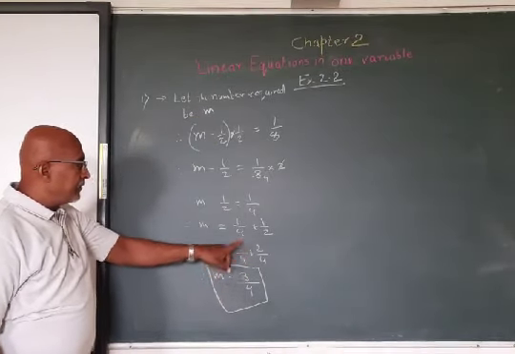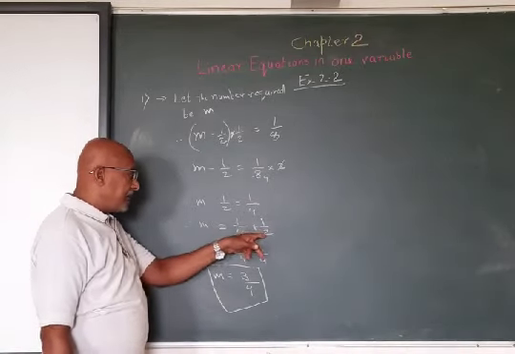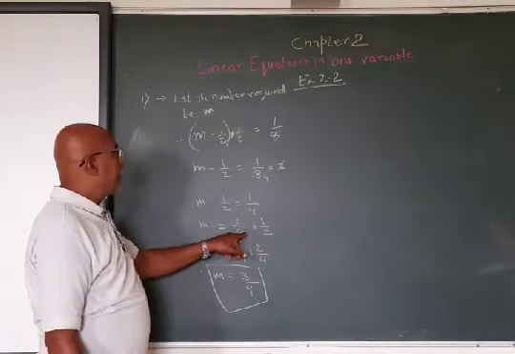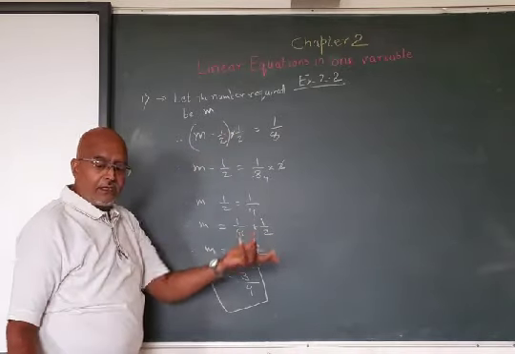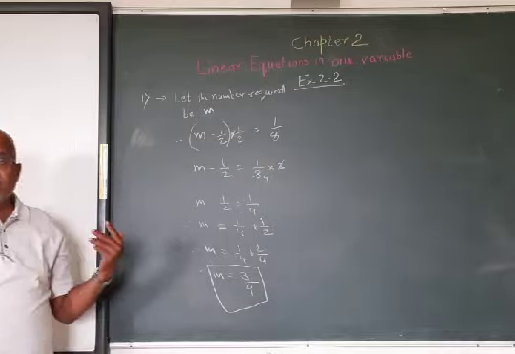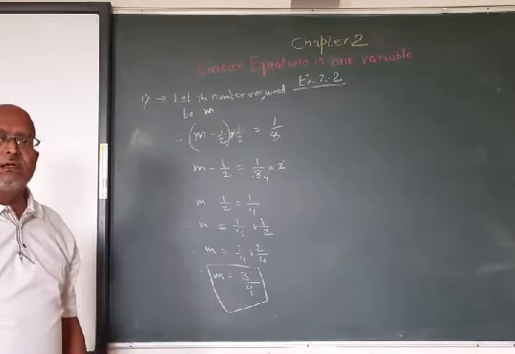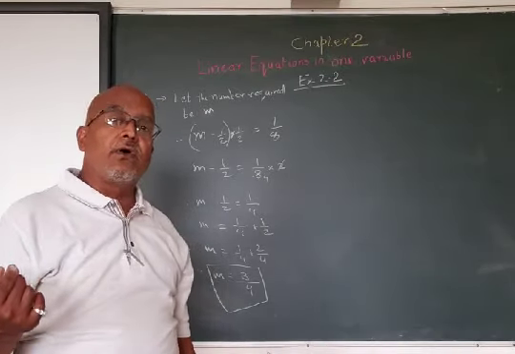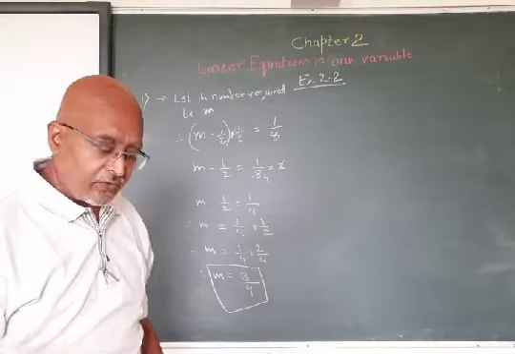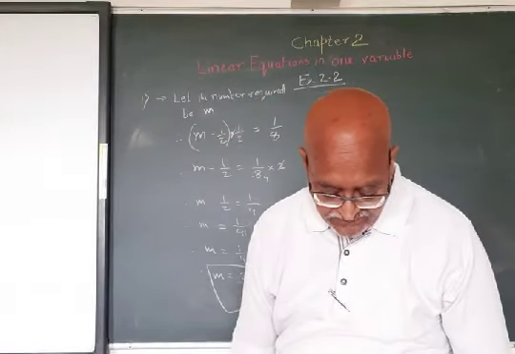So let's verify. 3 by 4 minus 1 by 2 is 1 by 4. 1 by 4 multiplied by 1 by 2 is 1 by 8. So our answer is right. Just this way, orally you can verify whether your obtained answer is right or wrong. So let's go for another example.